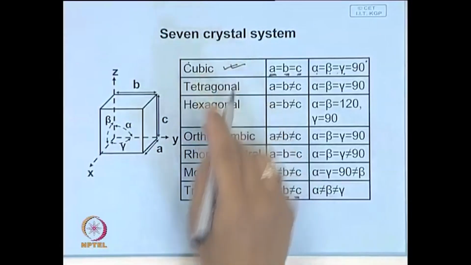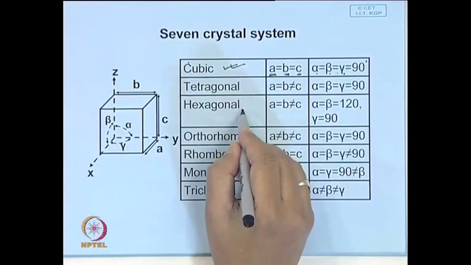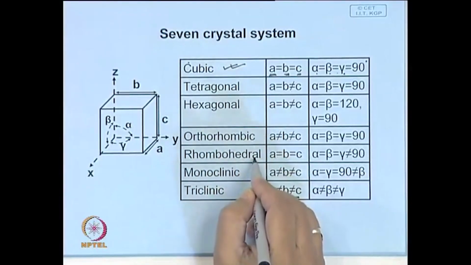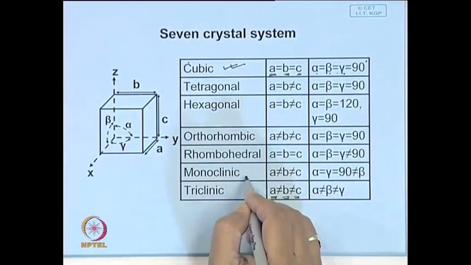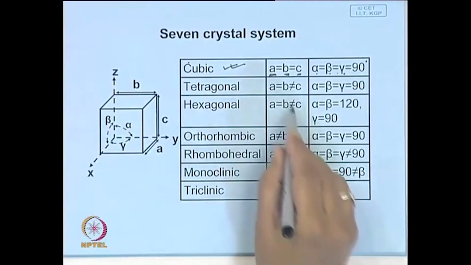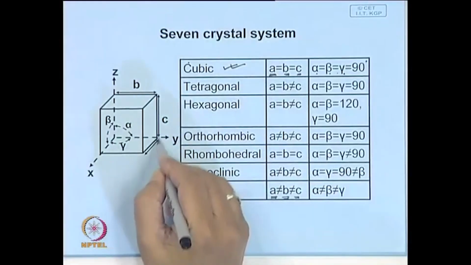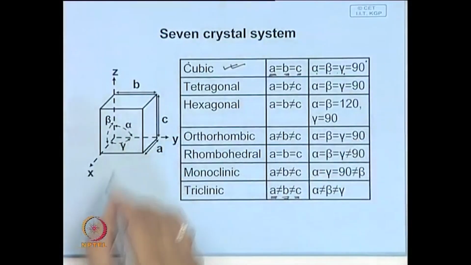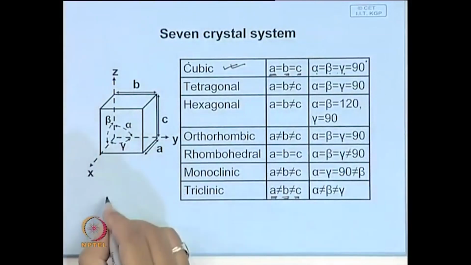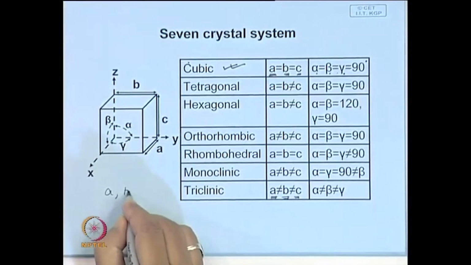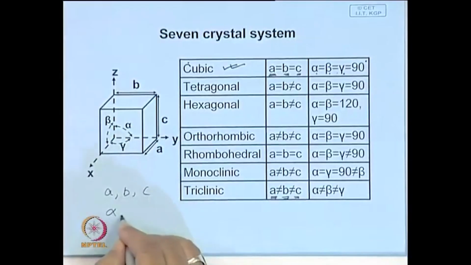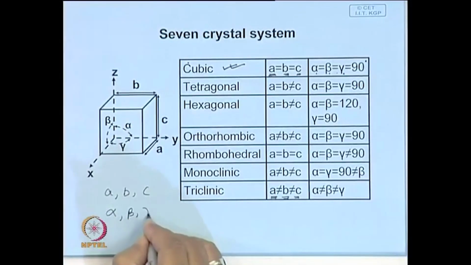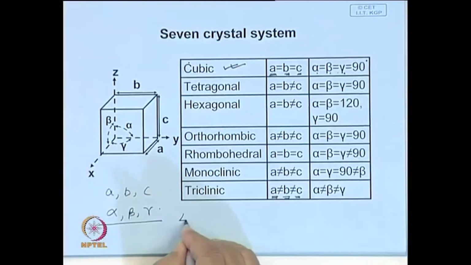And in between, you have tetragonal, hexagonal, orthorhombic, rhombohedral and monoclinic, and the relationships between a, b, c and alpha, beta, gamma are listed here. These values are called lattice parameters. So, a, b, c and alpha, beta, gamma are called lattice parameters.